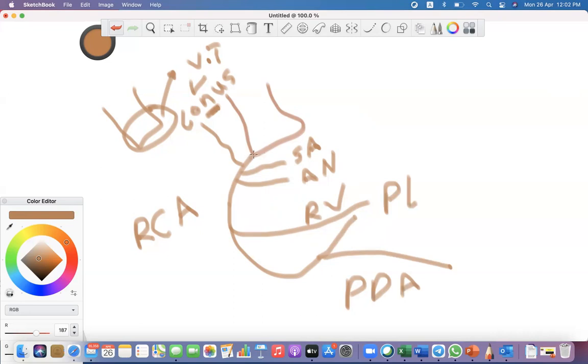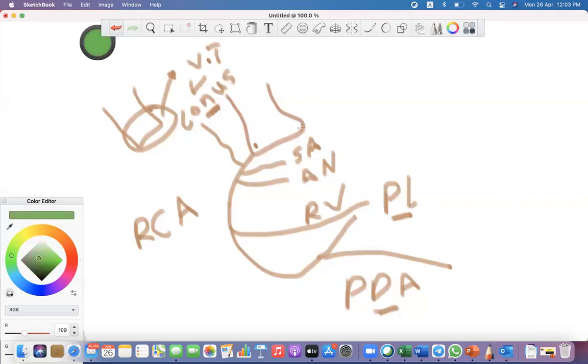To revise, it arises from the right coronary sinus. From its proximal part, it gives three small branches: a conus branch to the conus, an SA nodal branch to the SA node, and an AV nodal branch to the AV node. From its middle part, it gives an RV branch, the right ventricular branch, to the right ventricle. Then it runs on the inferior surface of the heart, supplying the inferior wall. Then it divides into posterolateral branches to the posterior surface and the posterior descending artery to the posterior surface of the heart. So the right coronary supplies the inferior and posterior parts of the heart, as we will revise later.